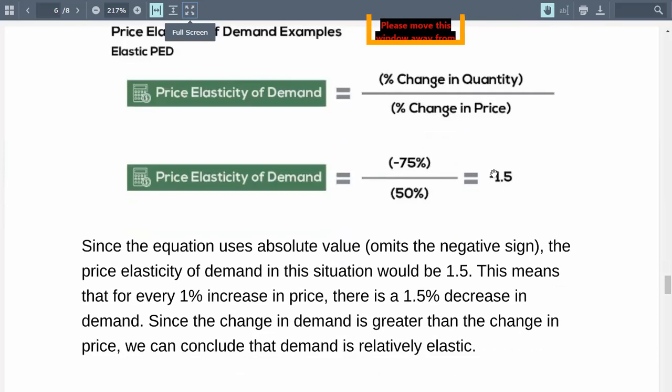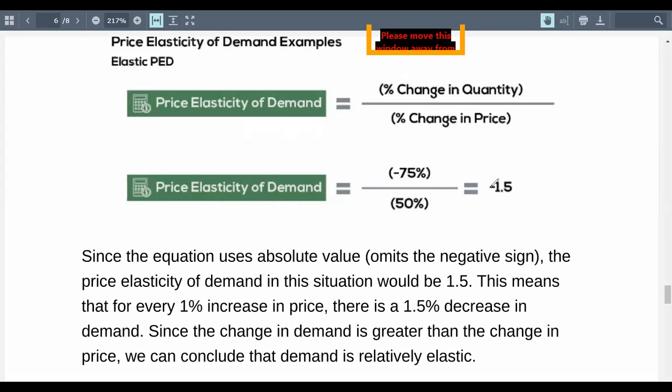So the PED is minus 1.5. Since the equation uses absolute value, which omits the negative sign, the price elasticity of demand in this situation is 1.5. This means that for every 1% increase in price, there's a 1.5% decrease in quantity demanded. The minus sign would always be there because it's an inverse relationship, so we just ignore it and omit the minus sign.